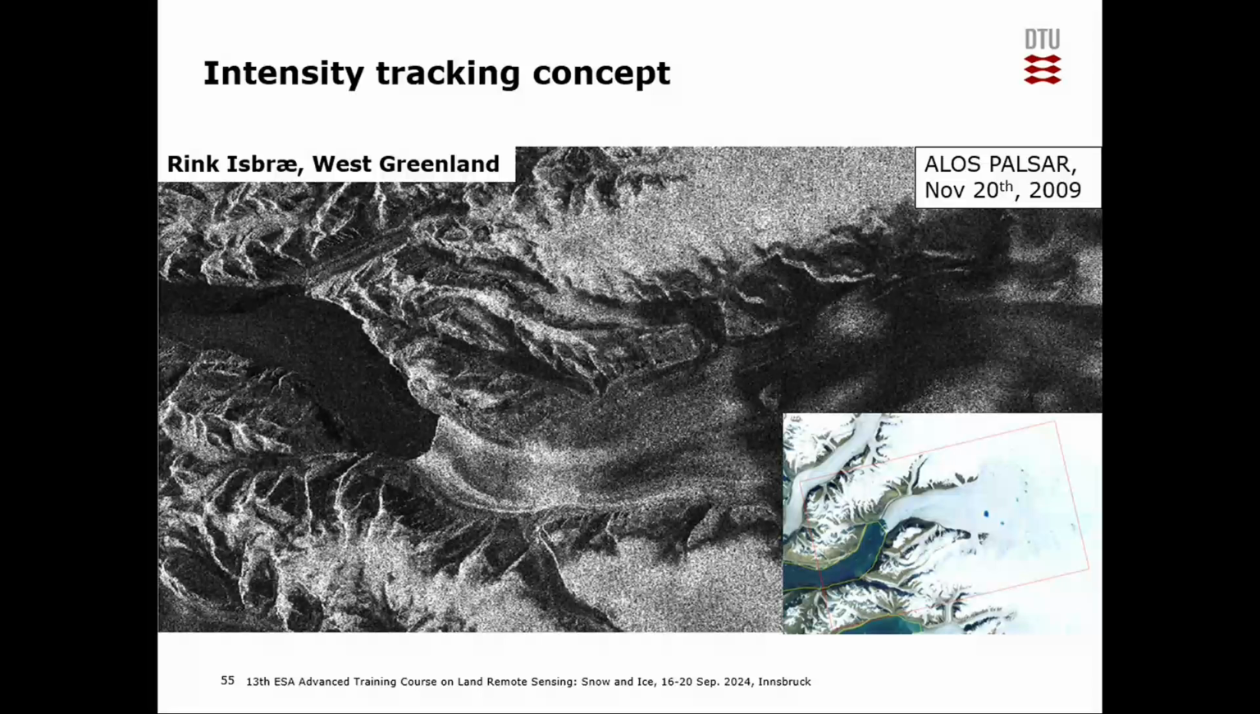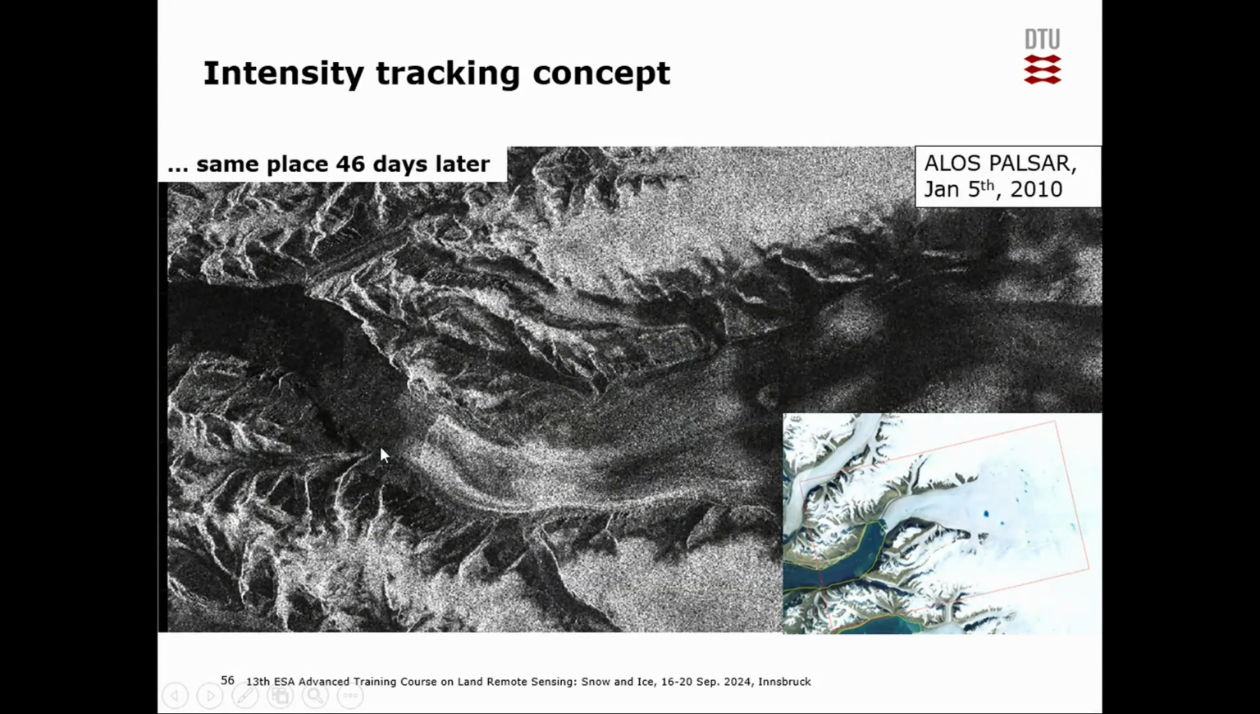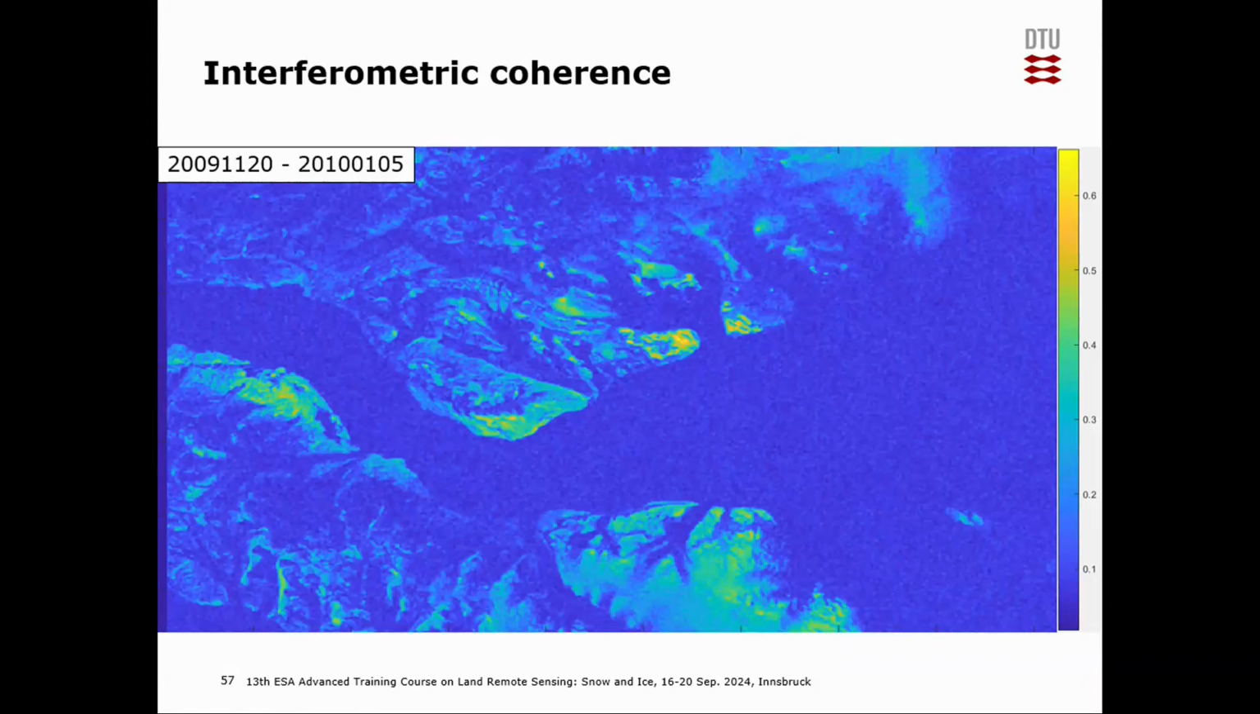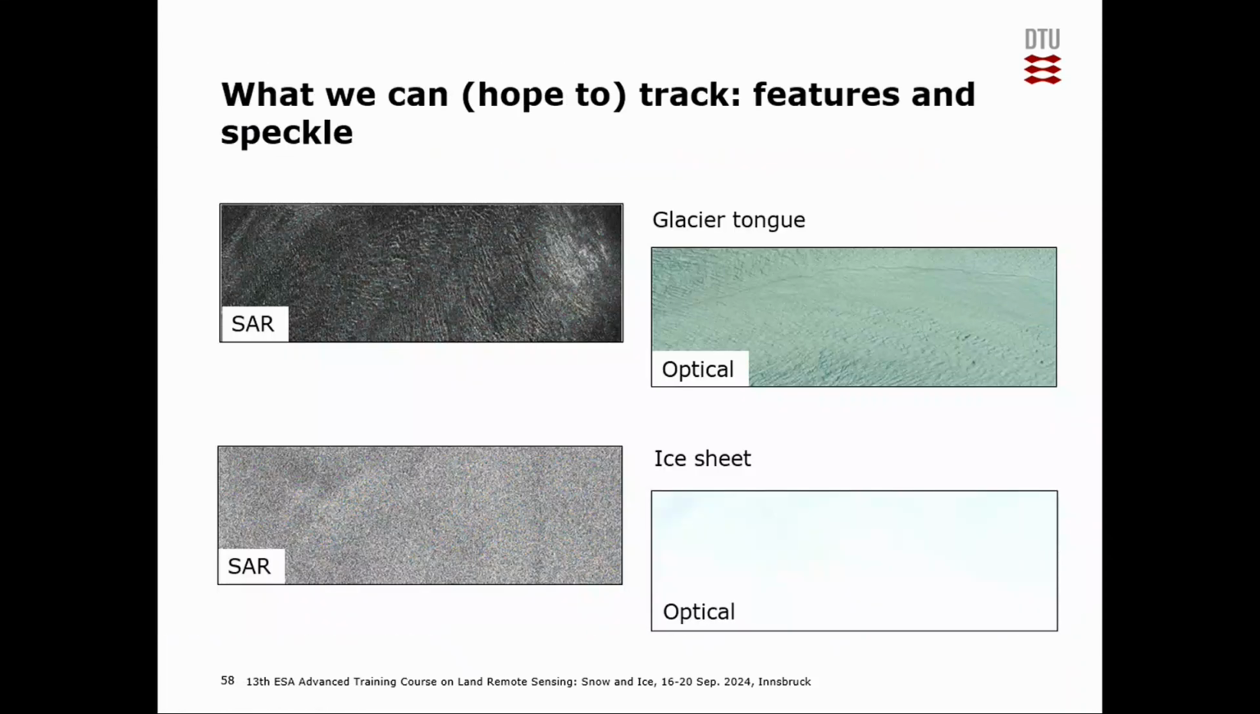So here is a Rink Isbre data we will work on in the exercise. So again, Glacier flowing down here. And 46 days data in a Japanese L-band image. Let's use interferometry. Look, we are flying here. We are looking straight into the glacier. Shouldn't we use interferometry? This is the coherence. Can we use interferometry? Dark blue is 0. Can we use interferometry? No. Example of why we cannot always use interferometry. However, we can hope to use offset tracking.